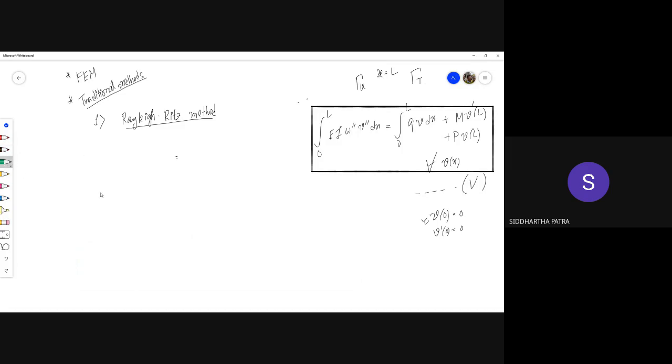So in this method, we say that we are looking for an approximate solution W tilde. We are using a numerical method. This one is also a numerical method. And therefore, we are solving for an approximate solution W tilde, which comprises the following functions of x.